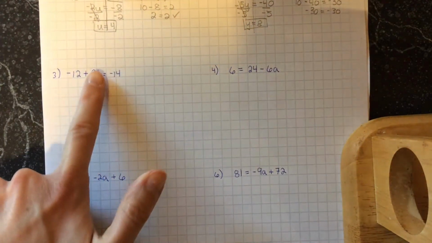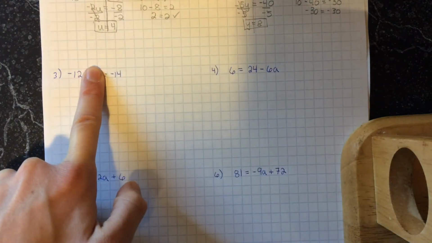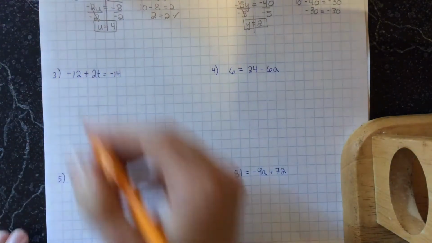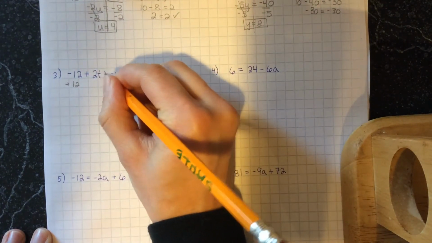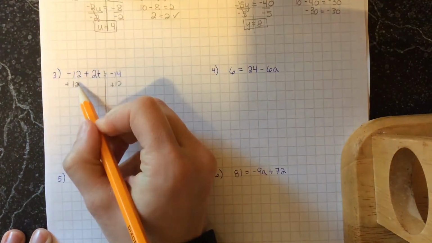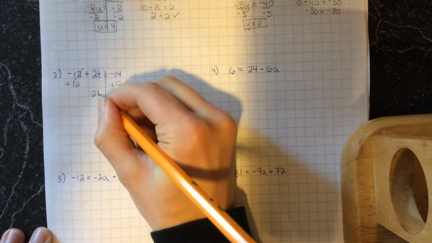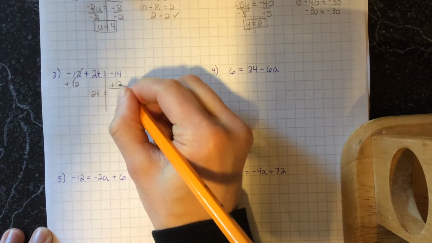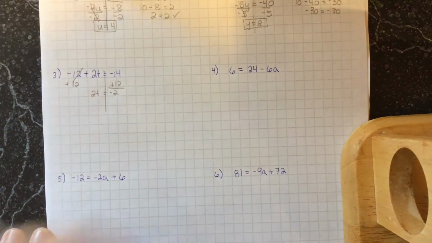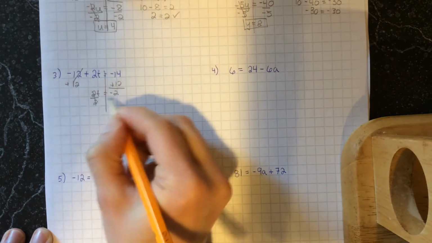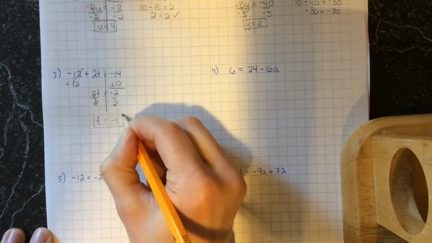On this one, again, I'm going to start by covering up where the variable is. I have a -12. The opposite of a -12 is a +12, so I'll do +12 to each side of the equation. -12 and +12 cancel out to make 0. So I'm left with 2t equals -14 plus 12 is -2. And now I divide each side by 2. So t is equal to -1.